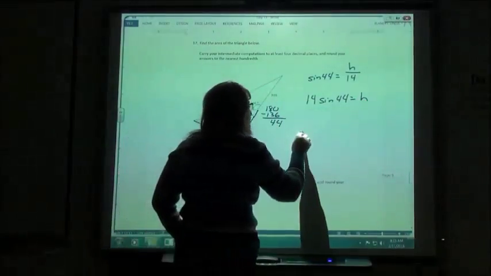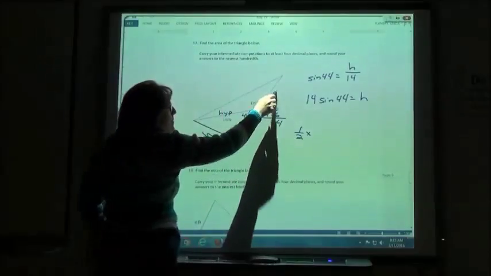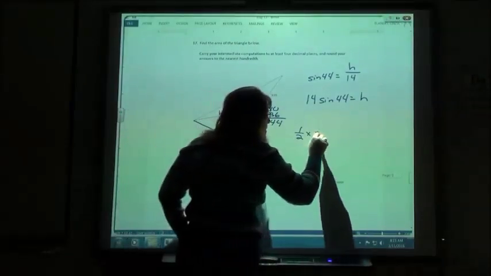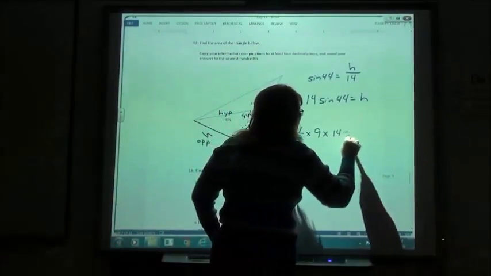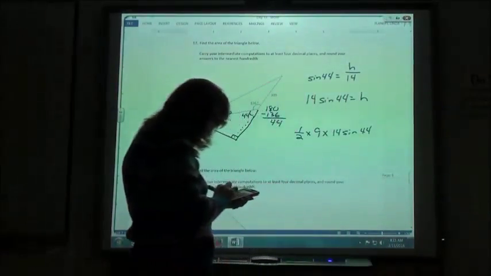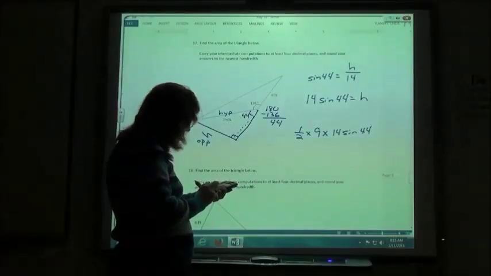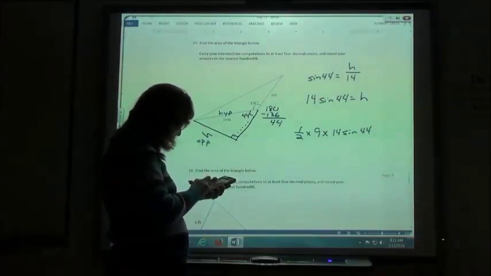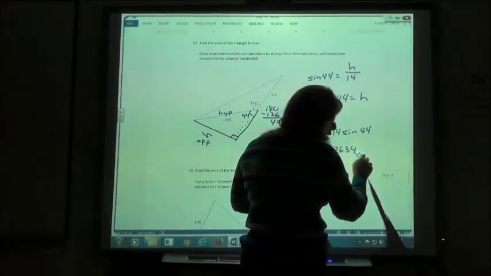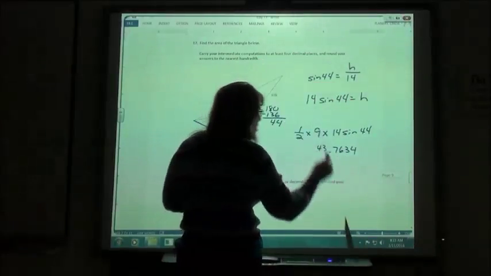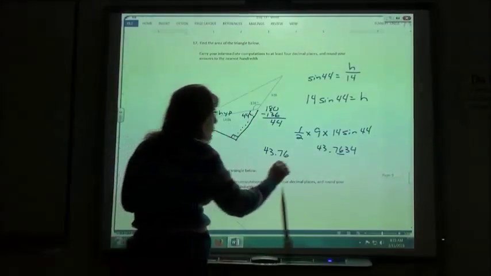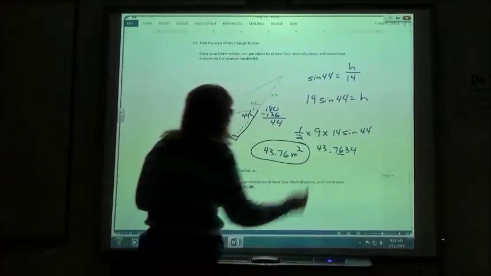So formula for area, 1/2 times my base. My base is actually this 9. That's the side I would have drawn my right angle down to. Times my height, 14 sine of 44. Using my calculator, 0.5 times 9 times 14 sine of 44 gives me 43.7634. I want to round my answer to the nearest hundredth, so 43.76. I am in meters again, so meters squared since I'm doing area.